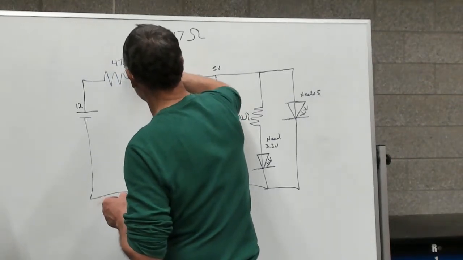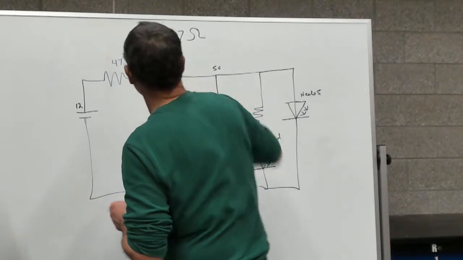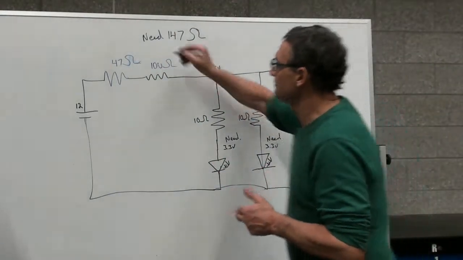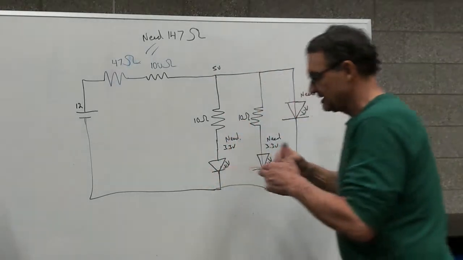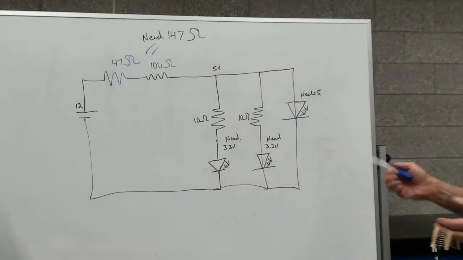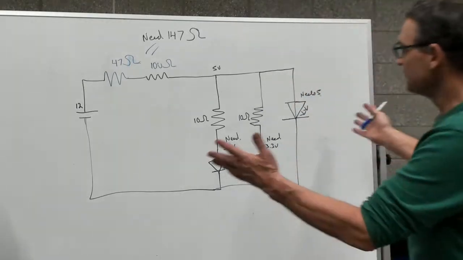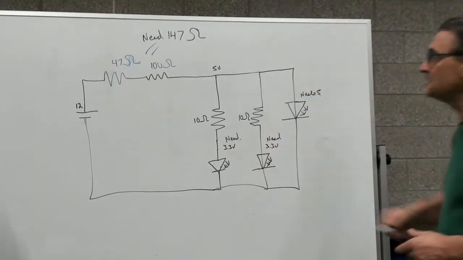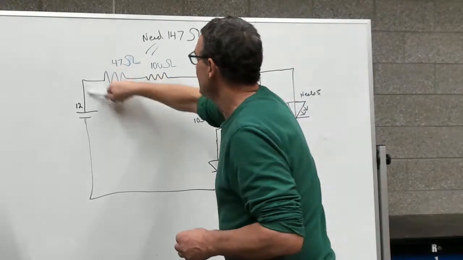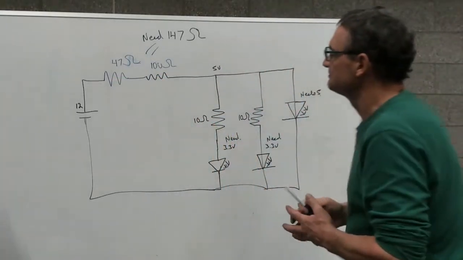Whoops, that's not a good one. There we go. So we put in our 47. So then they asked, what is the resistance of the circuit? We've got a series parallel circuit here. This is the series section, and this is the parallel section.